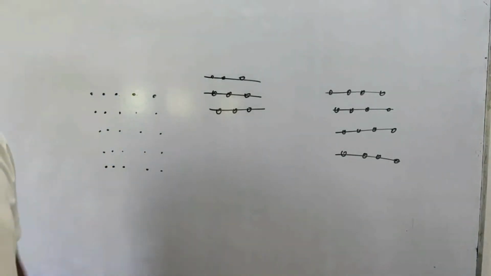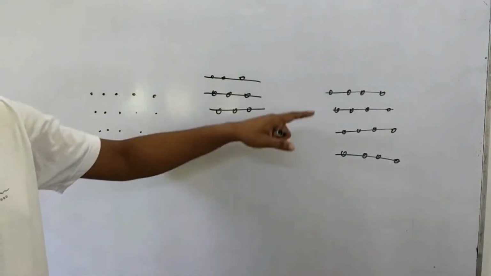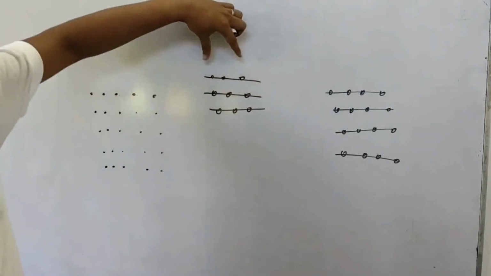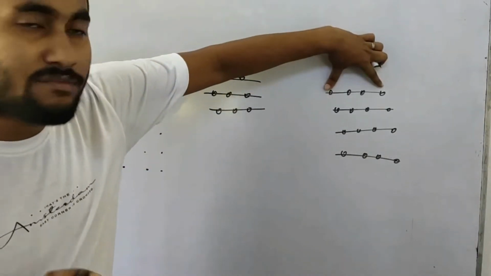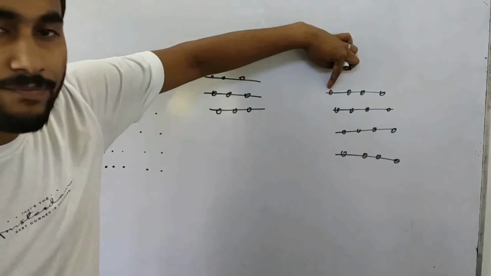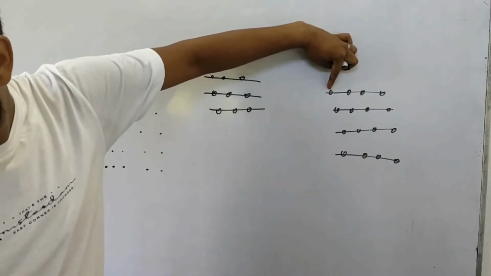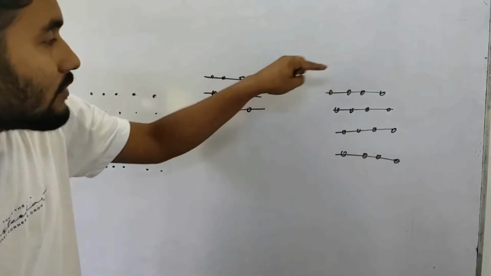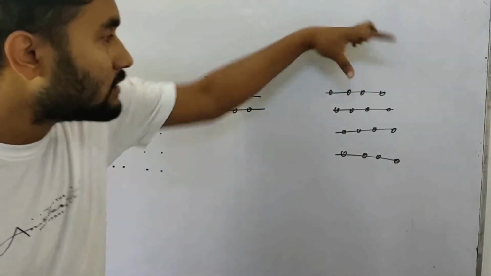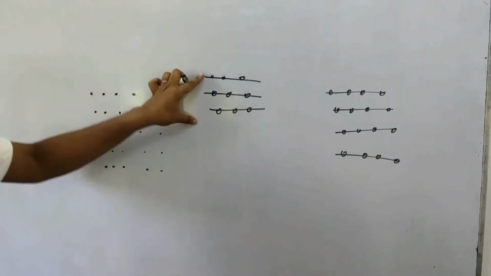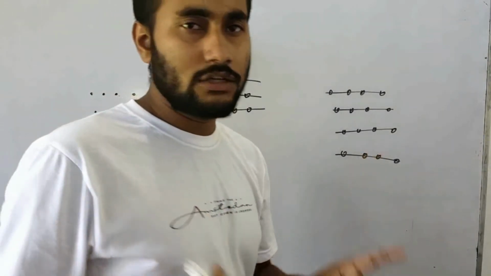This is the question: in such a way that each row contains as many plants as the number of rows. Number of rows, how many? 1, 2, 3, 4. So 4 plants, 4 rows. 3 plants, 3 rows. 5 plants, 5 rows. Question understood. Now how to solve?